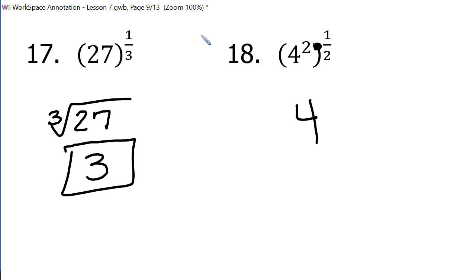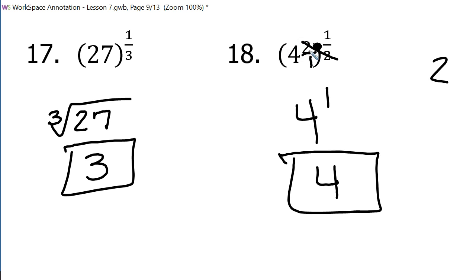If I make this 2 over 1, what will happen with these 2's? They cancel, and what do I have left? A 1. So what's the answer? 4. I'm down to one number, so that's my answer. The answer is just 4. If you want to check in the calculator, go for it. This was 2 times 1/2. And what's half of 2? 1. So that's where the 1 came from.